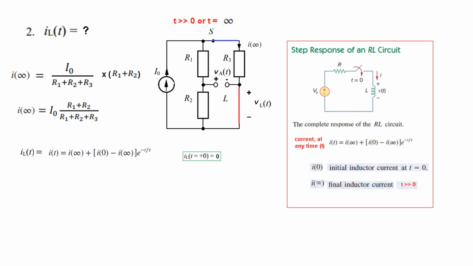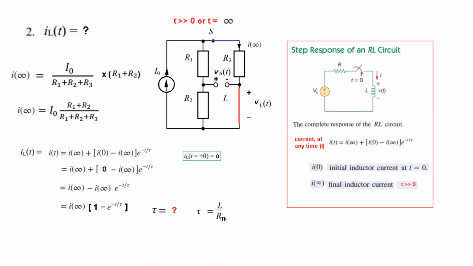I_L(0) is 0, so we'll put that here. So this will be now putting 0 and simplifying. Now we get this equation in terms of I infinity times (1 minus e raised to the power minus t over tau). Now I infinity we have already calculated, so we'll put that, but we don't know the time constant tau. Now what is tau?